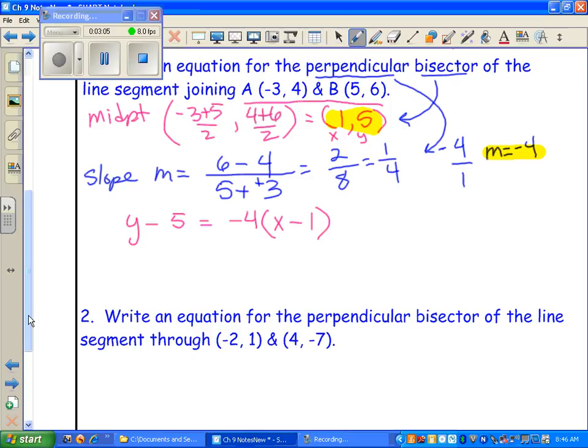And then all we have to do is simplify that. So I'm going to distribute that -4. So on the left, it'll still be y minus 5. On the right, distributing, it will be -4x plus 4, because the -4 times the -1 is +4. And then just add 5 to get y alone. So y equals -4x plus 9. And that is the answer.